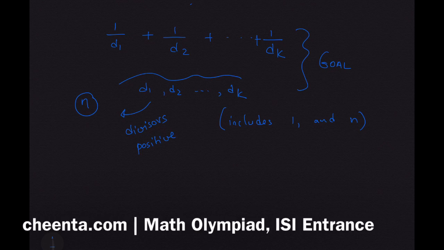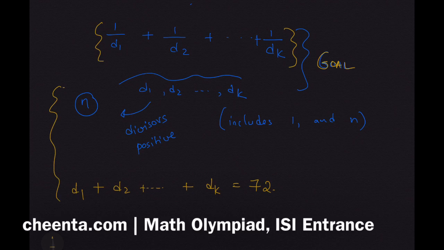There's one more piece of information that's given: d1 plus d2 up to dk is 72. Now this goal becomes a little bit more clear. We want to find out the sum of 1 over d1 plus 1 over d2 up to 1 over dk. With both of these pieces of given info, you can pause the video here and give this a try. It's a very beautiful problem from elementary number theory.